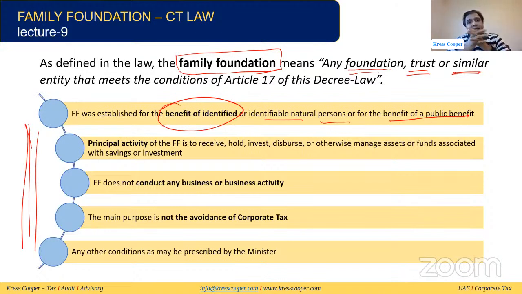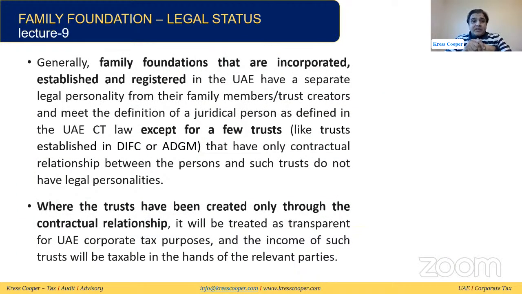If these five conditions are being fulfilled, law says that any foundation, any trust, or any similar entity will be considered a family foundation. So we know this basically now for further discussion. Family foundation includes trust, and it includes foundation as well, but these five conditions need to be fulfilled. What is the legal status?